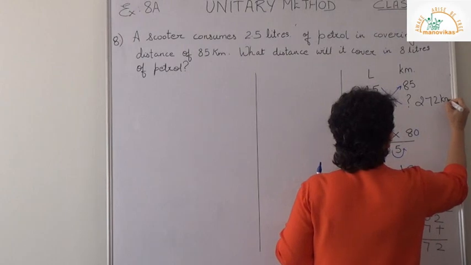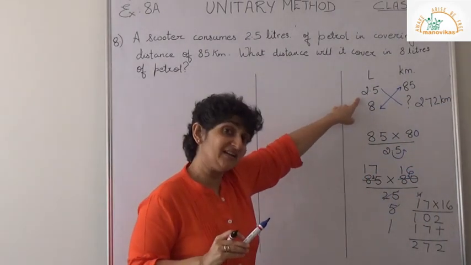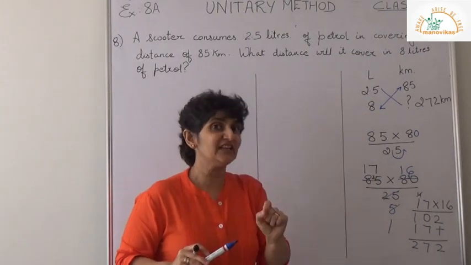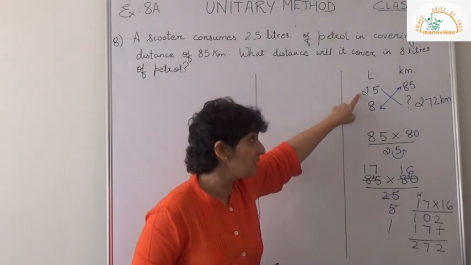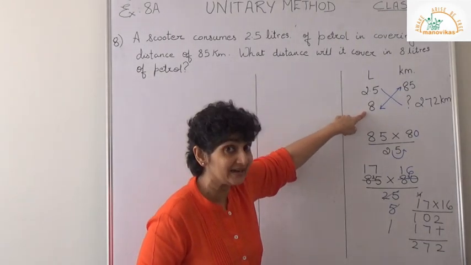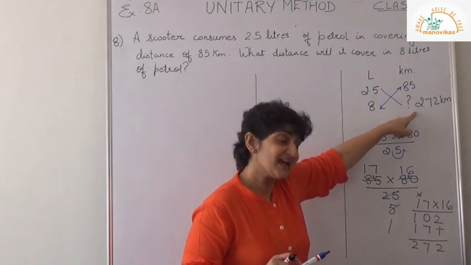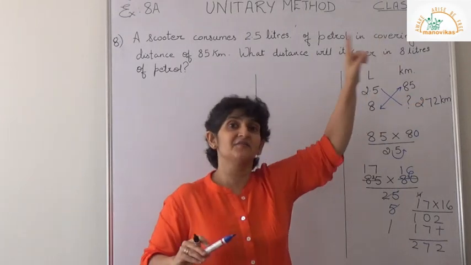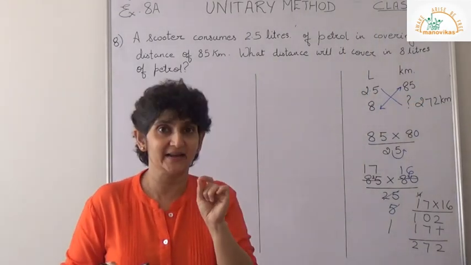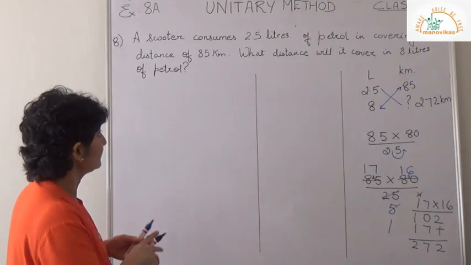272 kilometers. Now, children, let's check. When you use 2.5 liters of petrol, you can go up to 85 kilometers. The number here has increased from 2.5 to 8. So see here again, your distance also has increased to 272 kilometers. That means this is called direct proportion, isn't it?